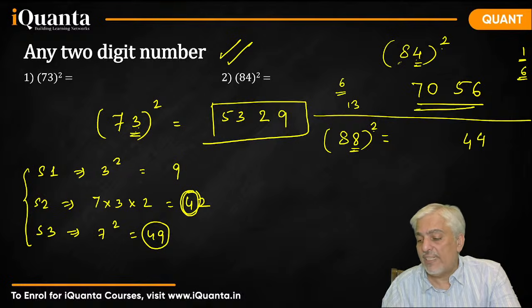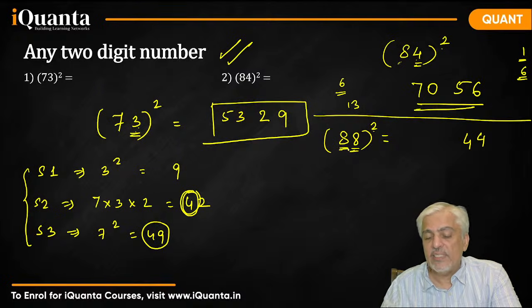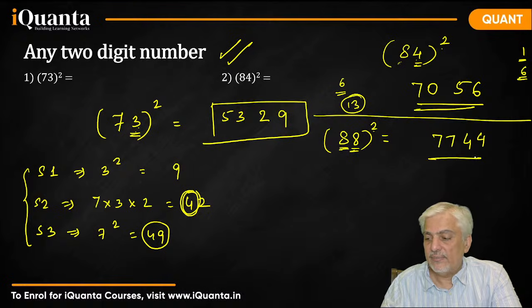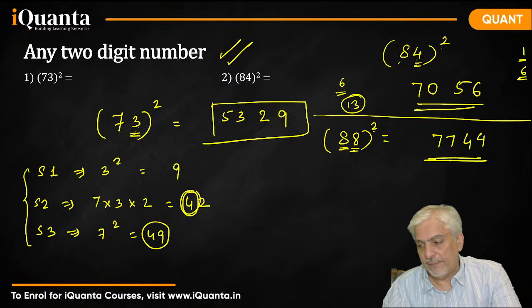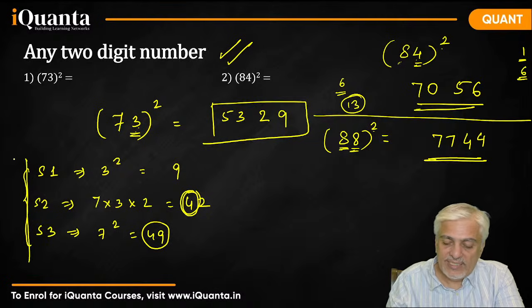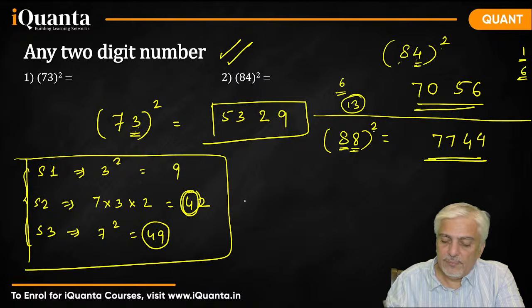I am explaining so many examples. Jayalakshmi, pay attention. 8 square again 64. 64 plus 13, 77. Look at the steps. That's why I have written these steps on the side. Pay attention to this part.